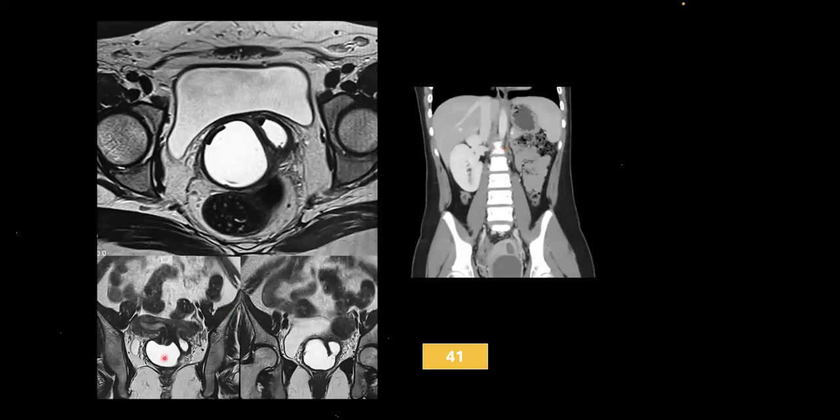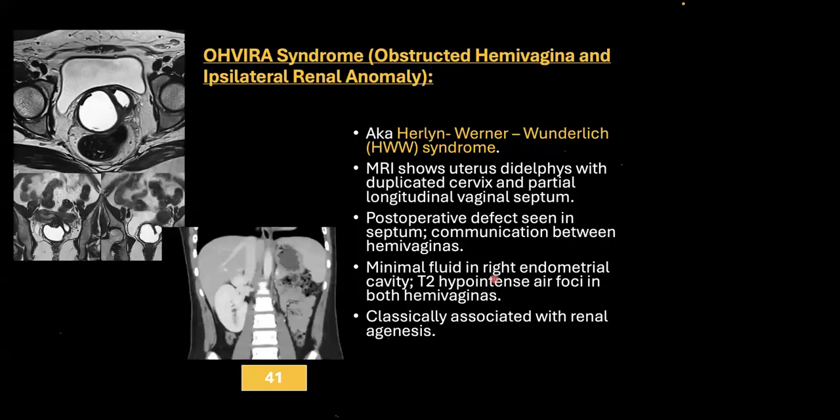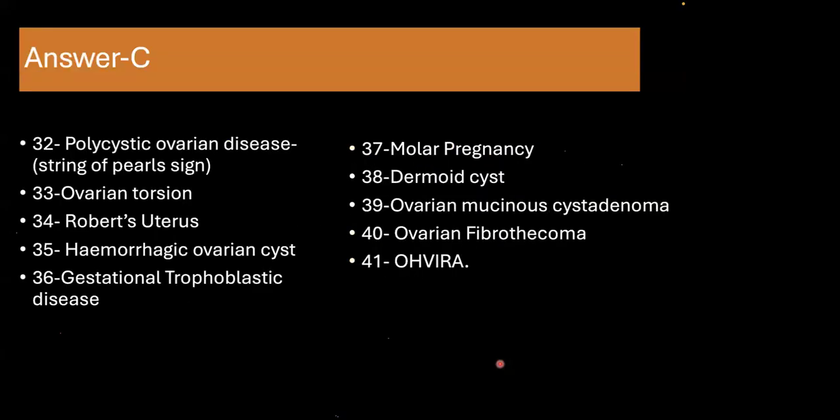So here we are seeing a uterine didelphys, right? This is an obstructed vaginal cavity. Here we can see, and this is another one. Here we can see the other one. And there is renal agenesis also associated. So this is typical of OHVIRA syndrome. All right, should we move to the next one? You have to read about this OHVIRA syndrome, read by heart.